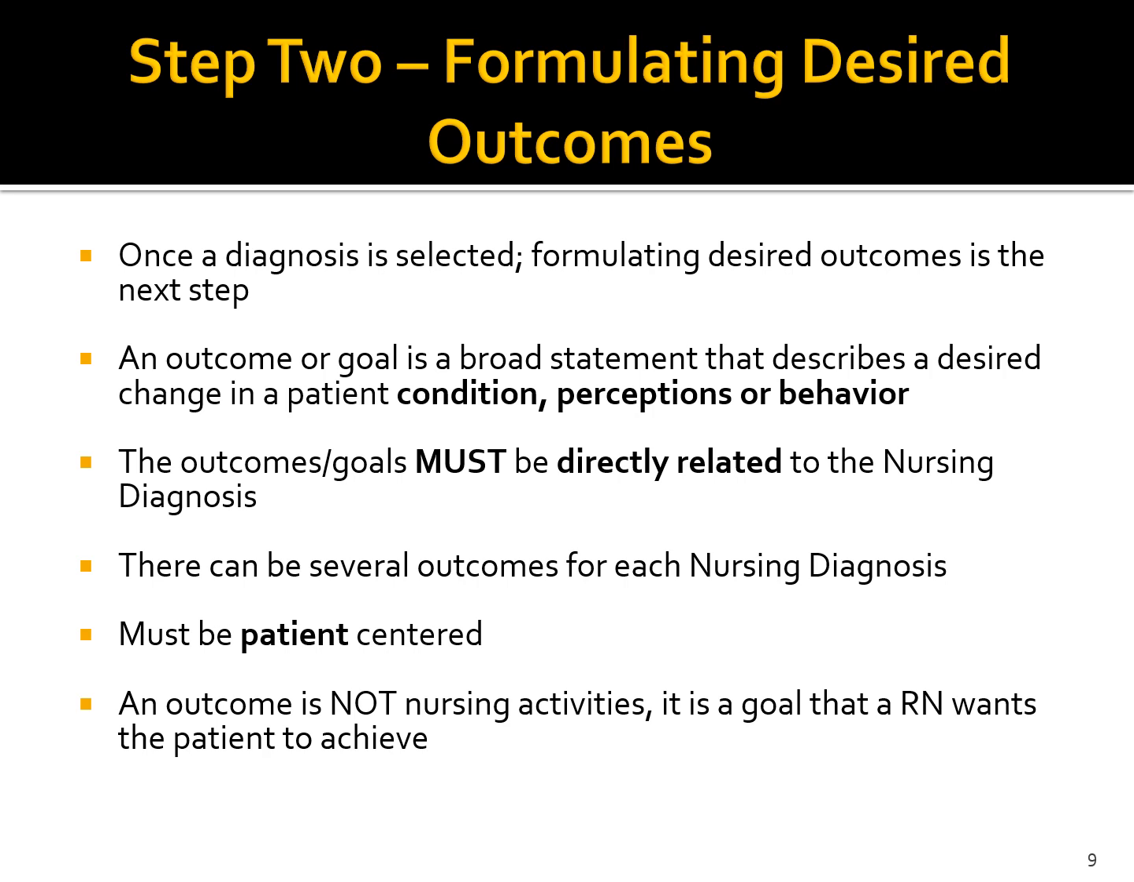After we have selected our highest priority diagnosis, formulating desired outcomes is the next step. An outcome or goal is a broad statement that describes the desired change in a patient's condition, perceptions, or behavior. The outcomes and goals must be directly related to the nursing diagnosis. There can be several outcomes for each nursing diagnosis. It must be patient-centered, and an outcome is not a nursing activity. It is a goal that an RN wants the patient to achieve. It's important to remember, it's not the nursing activity, it's the end goal.